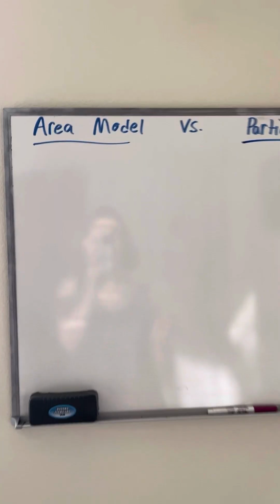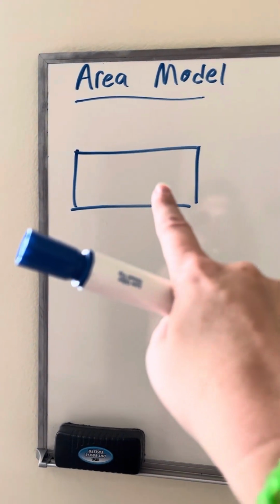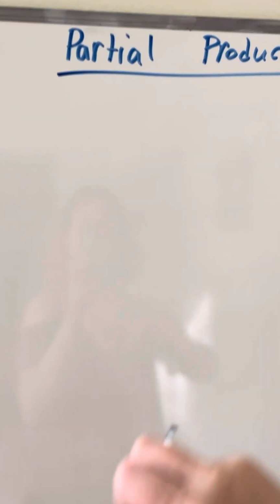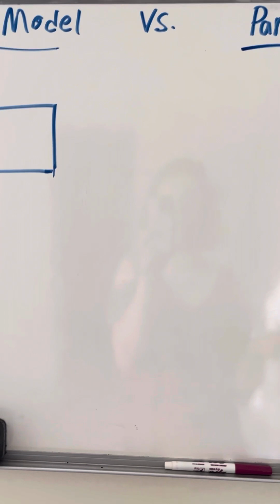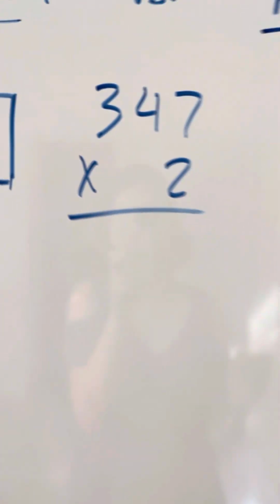So first things first, the difference between area model and partial products is that for the area model, there's a rectangle. Partial products is we are just breaking a number apart. So for example, just to keep it consistent, let's say we have a problem, for example, 347 times 2, just to keep it simple and easy.